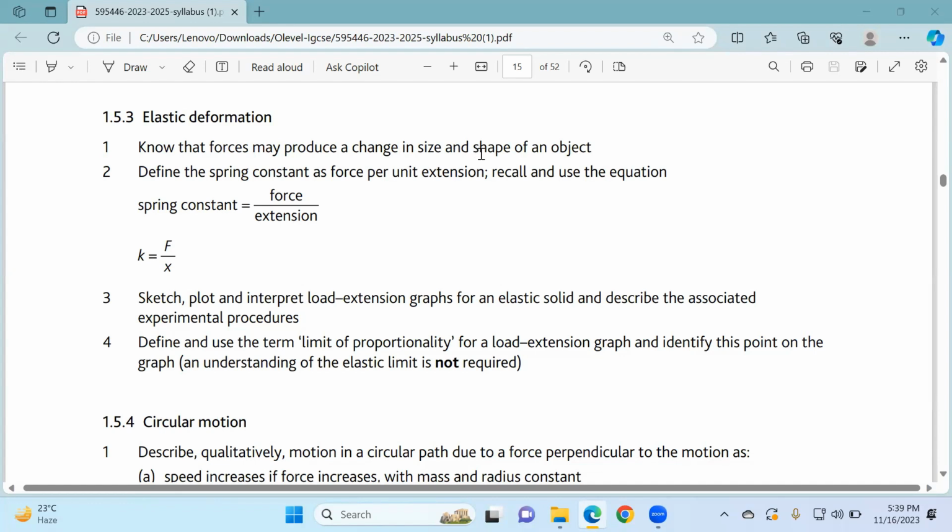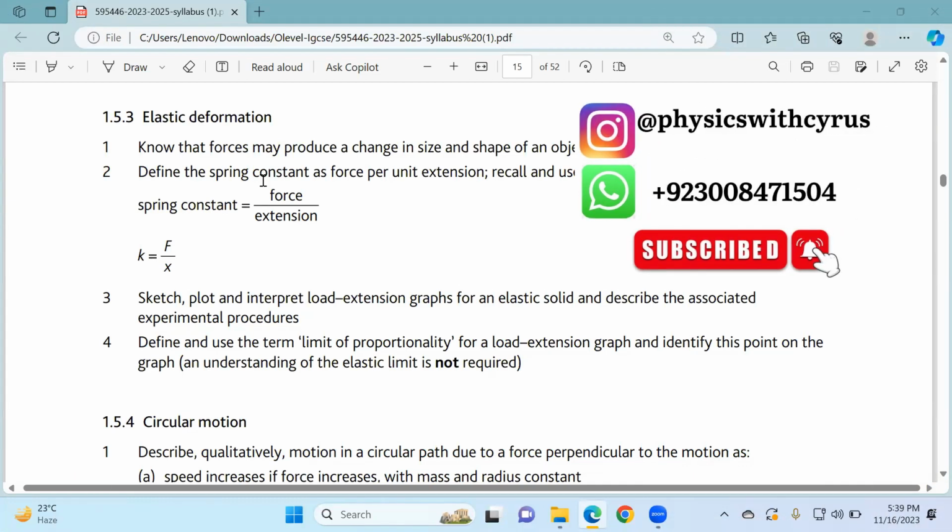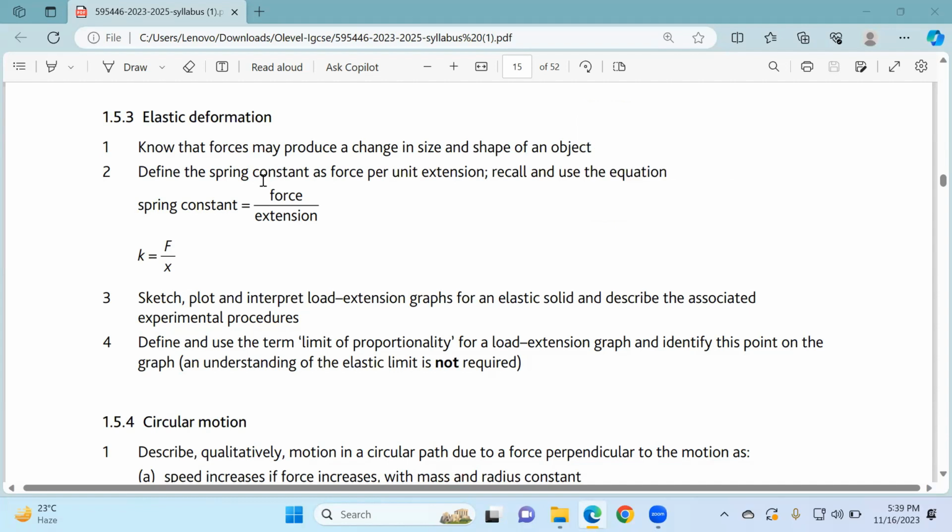We know that forces may produce a change in size and shape of an object, right? We'll talk about that. Define the spring constant as force per unit extension and recall and use the equation. As you can see here, the spring constant is k, and k is equal to F over x, right? We will talk about that. After that, sketch, plot and interpret load extension graph for elastic solids, right? And describe the associated experimental procedures, right?